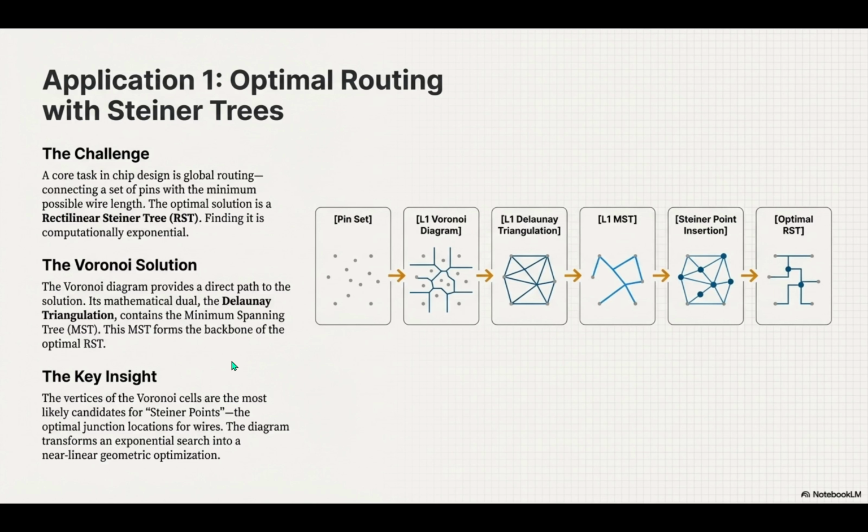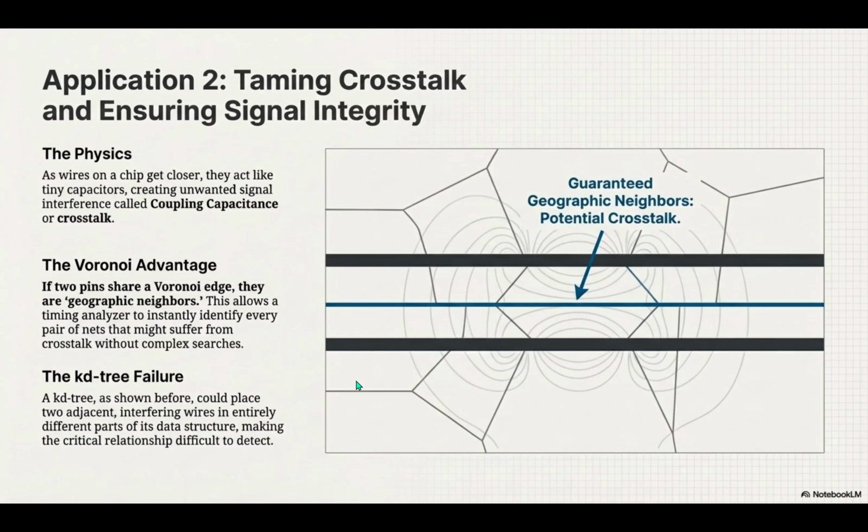Okay, that's incredible for routing. What's the second application? You mentioned it earlier, signal integrity. Right. The problem of crosstalk. As wires get packed closer and closer, they start to interfere with each other electromagnetically. They act like tiny capacitors. And that interference can slow down signals, mess up timing, and even cause errors. It's a huge cause of failure. And we already know the KD tree was useless here because it could place 2 interfering wires in totally different data structures.